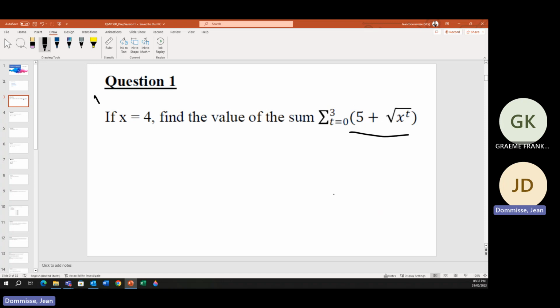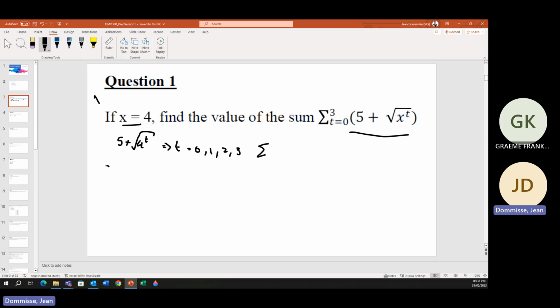I don't understand why they just didn't write it from the start as 5 plus 4 to the power of t. They could have done that from the start. They didn't even need to say if x is 4. So basically, we're going to work that out for t equal to 0, then 1, then 2, then 3, and then we're going to add all of them together.